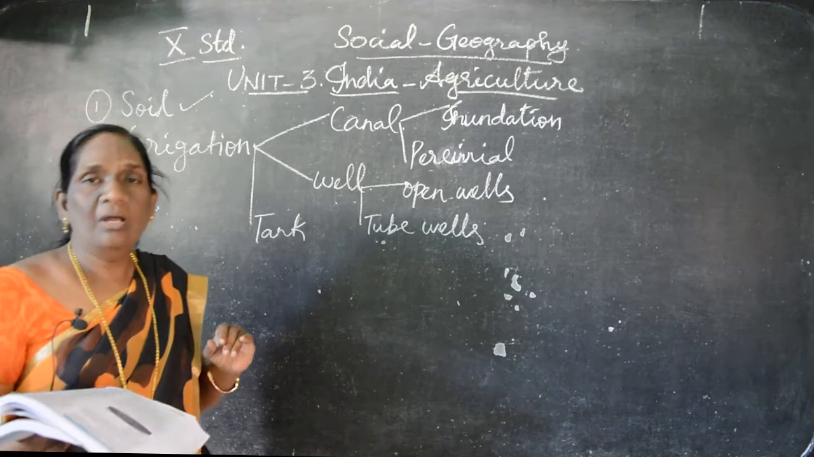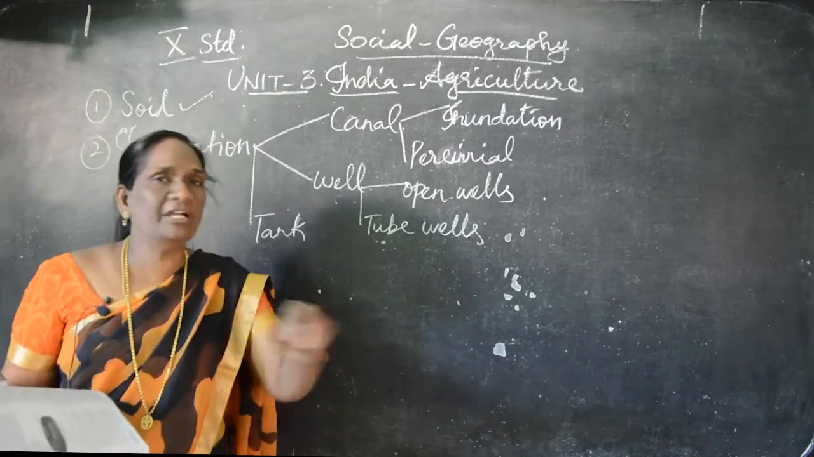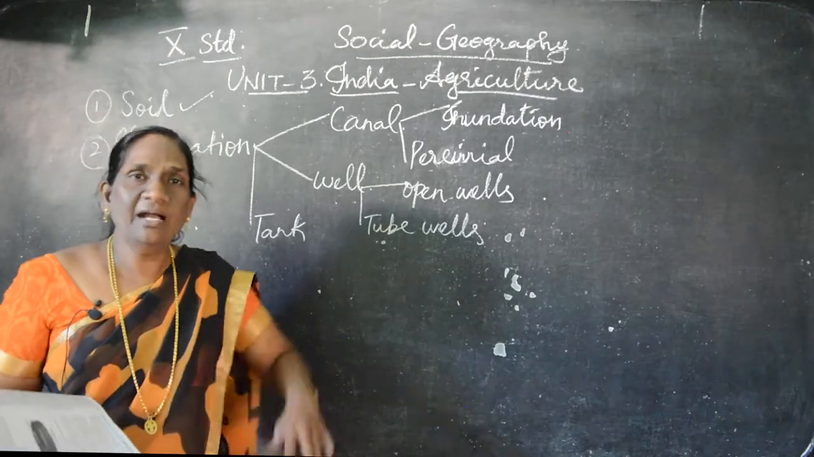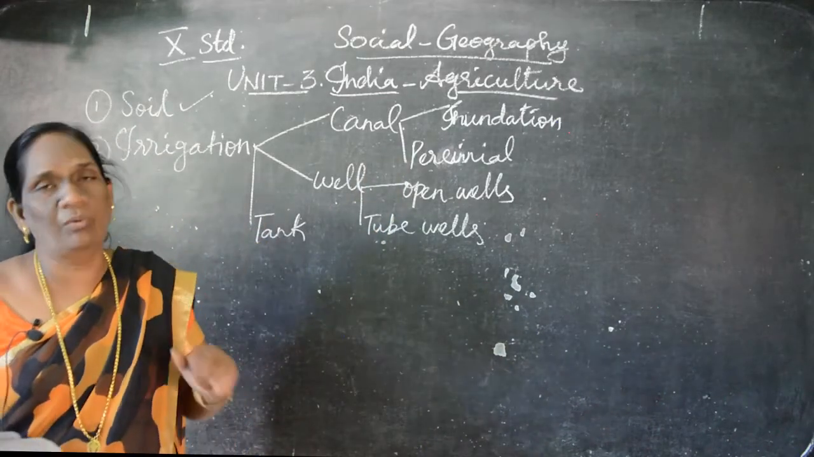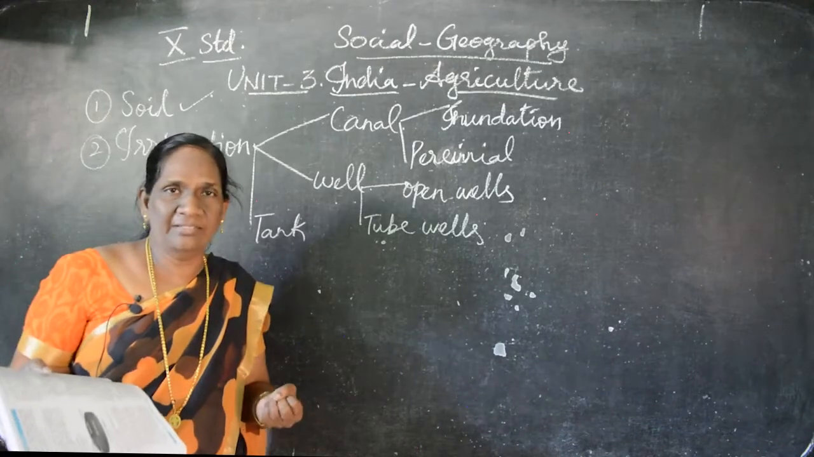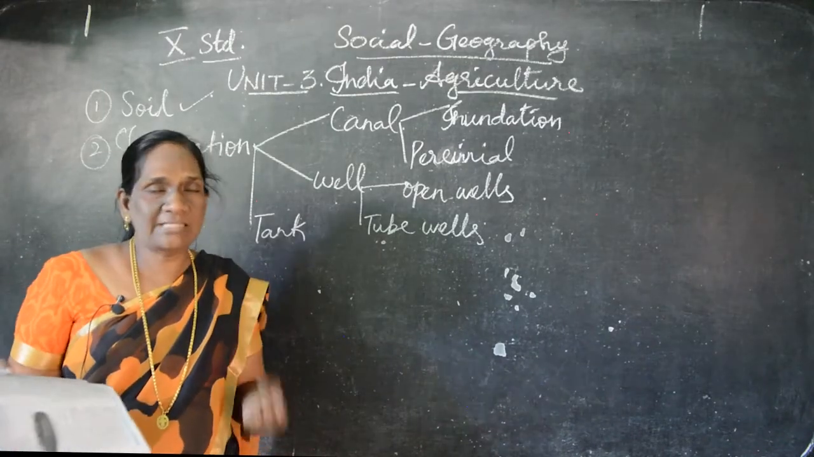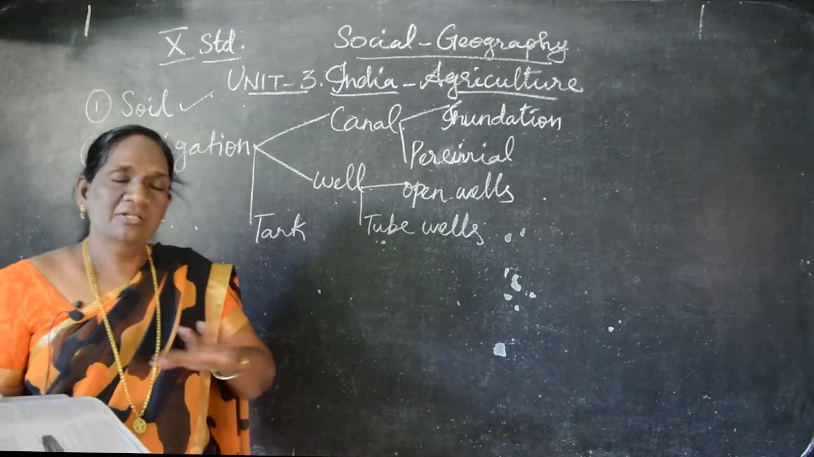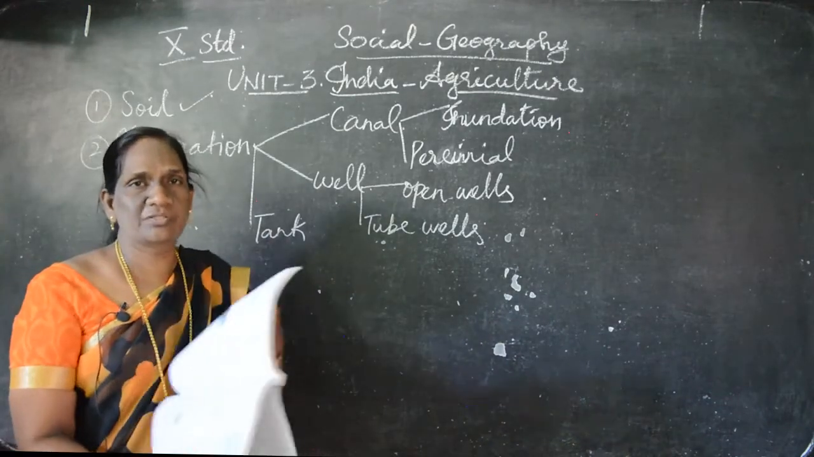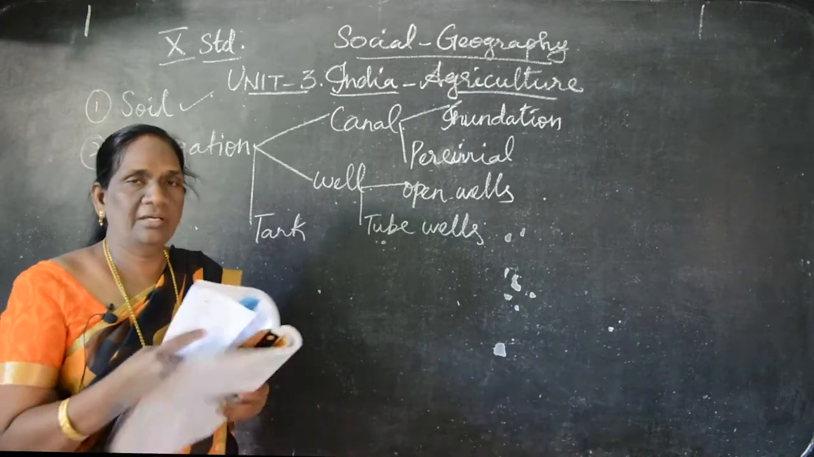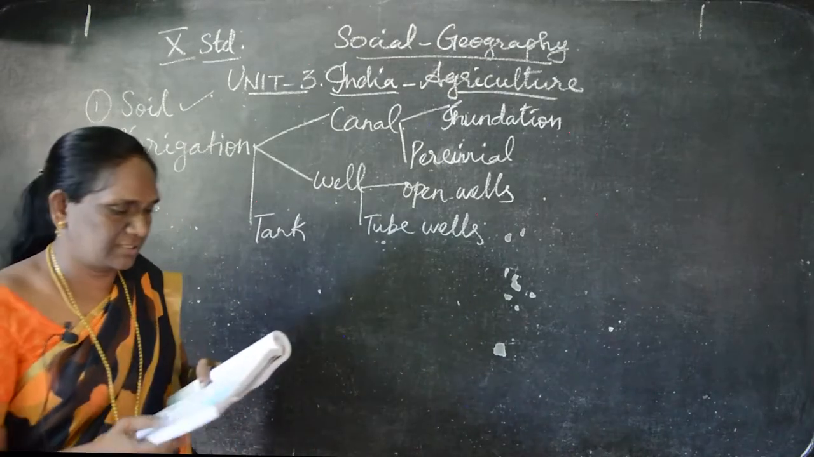And even on rock structures we can do this tank irrigation, because there we can easily construct it and store the water. Rock does not absorb water quickly, whereas sandy soil absorbs water. So tank irrigation is very much useful for agricultural purposes.